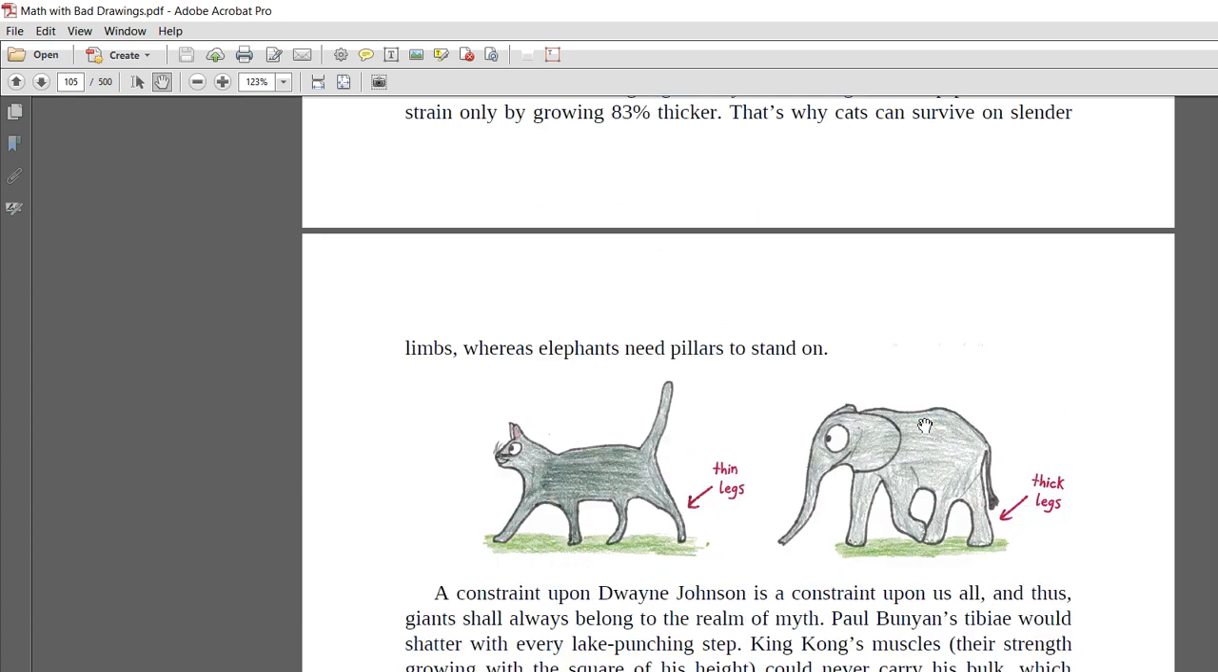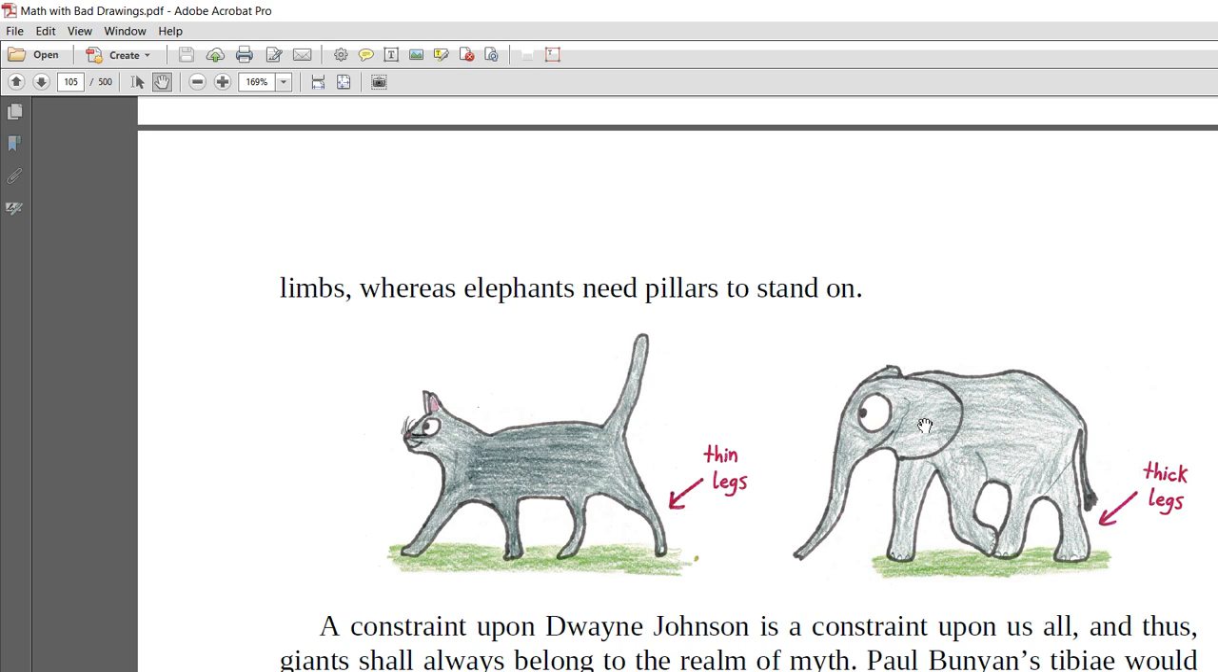And it talks about why elephants have great big giant legs. Are elephants heavy or like heavy?